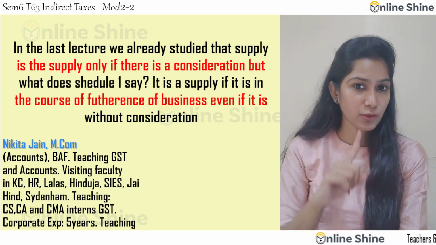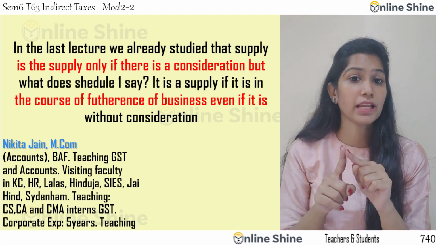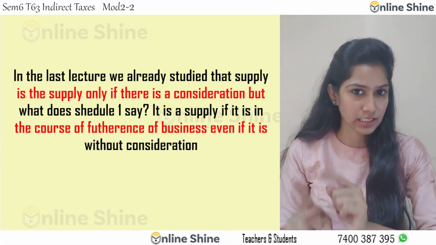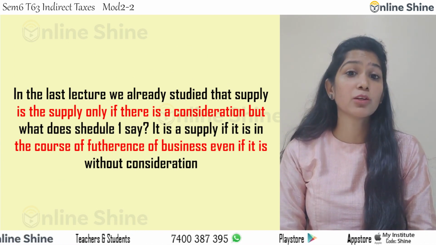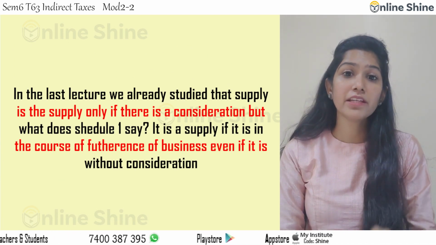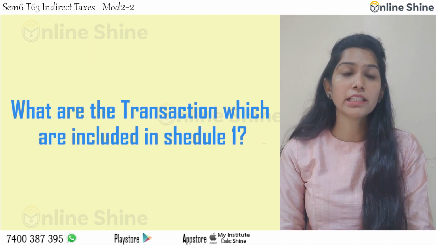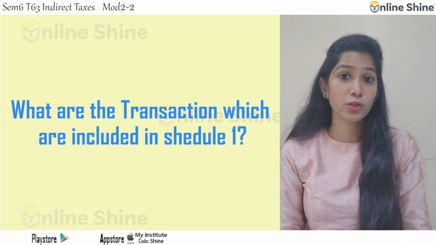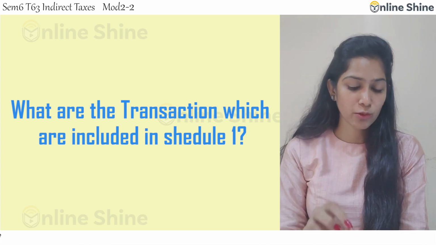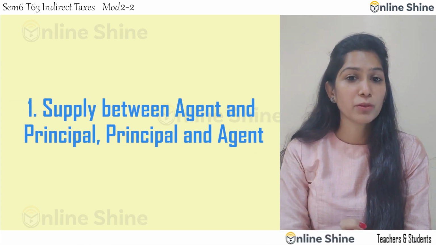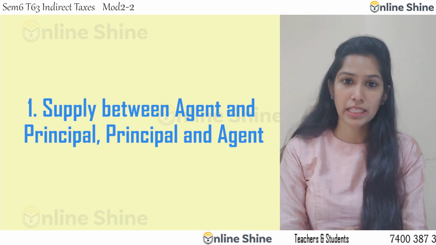In the last lecture, if you remember, we already studied that a supply is a supply only if there is consideration. But what Schedule 1 says is that it is a supply if it is in the course of furtherance of business, even if it is without consideration. What are the transactions which are included in Schedule 1? The first transaction included in Schedule 1 is supply between agent and principal.